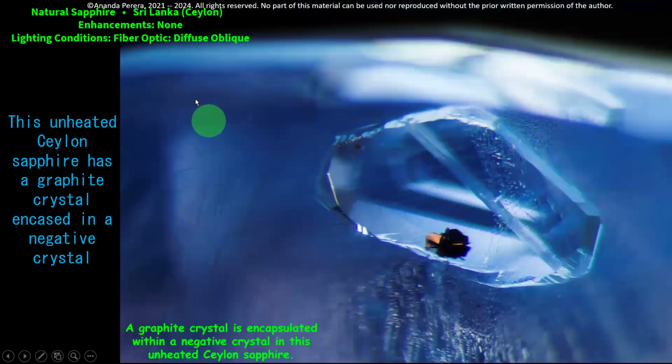What is this? The lighting condition here is fiber optic diffuse oblique. Look at the fingerprint and this graphite crystal here. This unheated Ceylon sapphire has a graphite crystal encased in a negative crystal. This is called a negative crystal. These are the diaspore needles. Negative crystal and the mica. Graphite, mica. This is proving to us the sapphire is not a heated one.